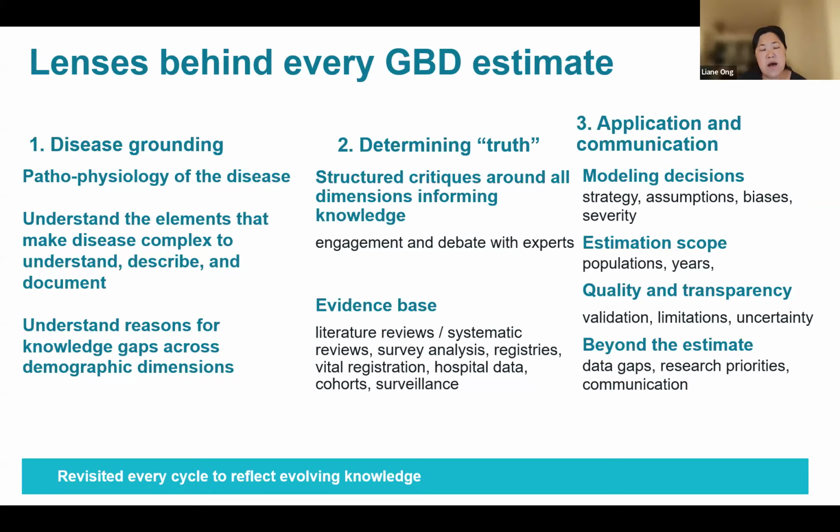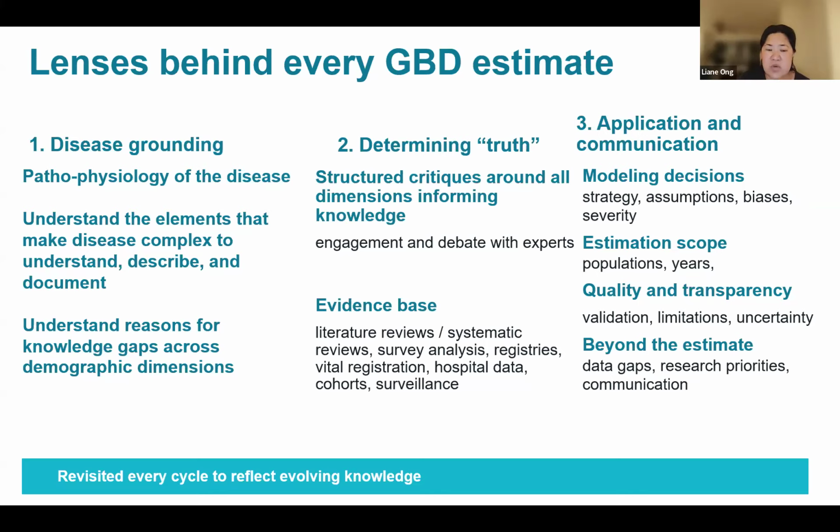Here we get a very high-level picture of what this disease is, why it is important, and what makes it difficult. Because we know that there can be a lot of conflicting evidence out there in the world, within our experts, within the literature, we also have to have some way of determining what truth is at this moment in time. We determine this by engaging in debates with our experts. We have structured critiques around all dimensions informing knowledge. We push back on our experts, and our experts push back on us.